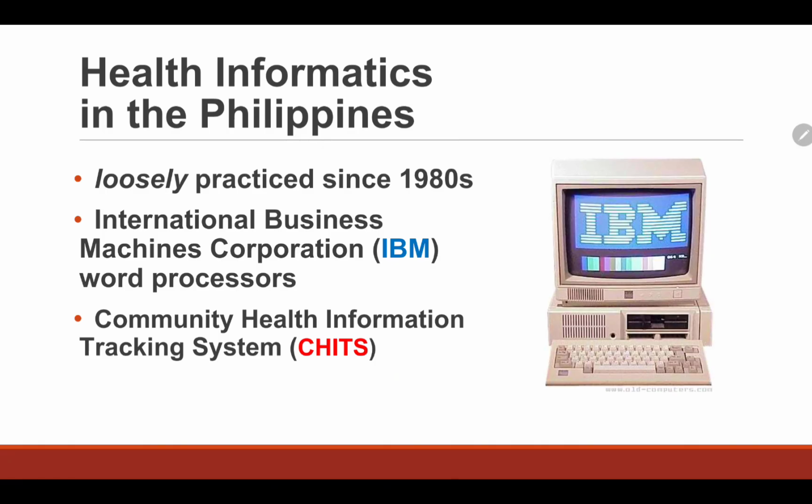This was loosely practiced since the 1980s. We have what is called CHITS, or the Community Health Information Tracking System. CHITS tracked health information back then. Those who had access to IBM computers used them to store information. Since then, significant milestones in health informatics have occurred over the years, one of which is our CHITS. The trend of storing data is good if more people are using a product. We are really lucky that IBM boomed, because many people used IBM computers, which made CHITS possible.